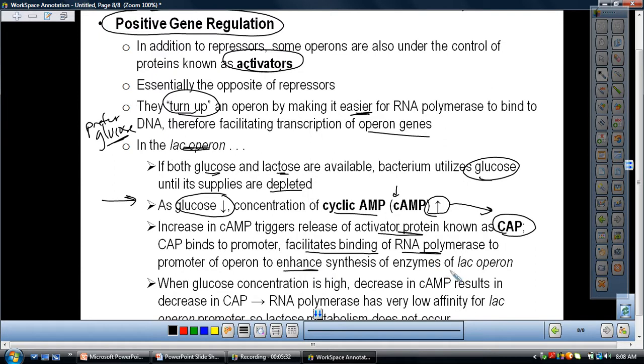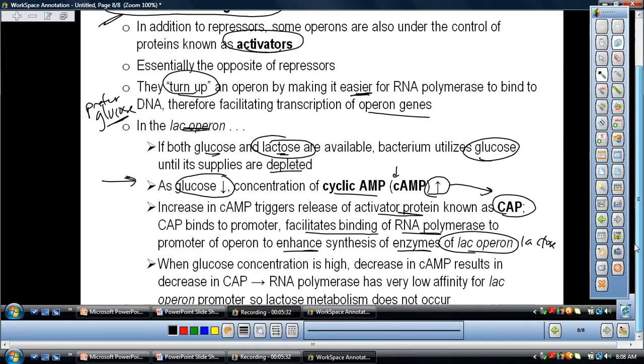So it enhances the synthesis of enzymes of the lac operon. In other words, it's going to help make the enzymes needed to break down lactose. Why? Because if glucose concentration is decreased, now we have to work on breaking down the lactose. So we want to speed up the production of the lac operon by using an alternative method, which is a positive gene regulation, because we're speeding up the production of this.